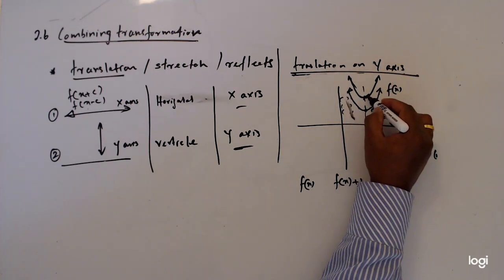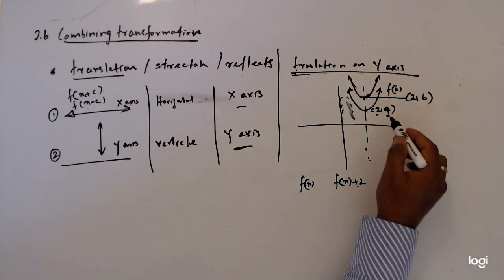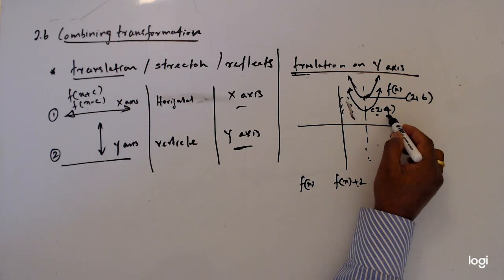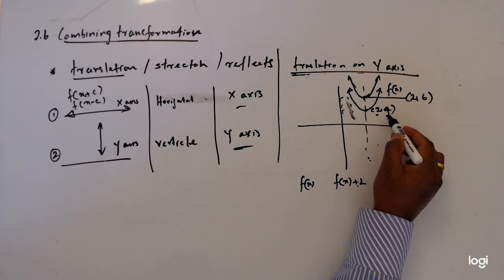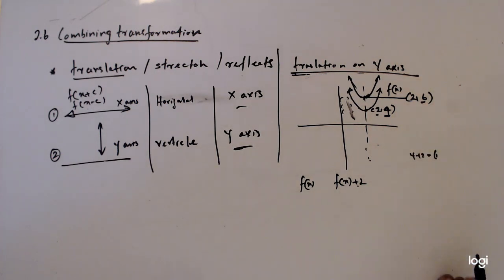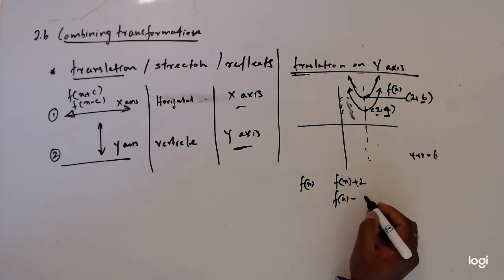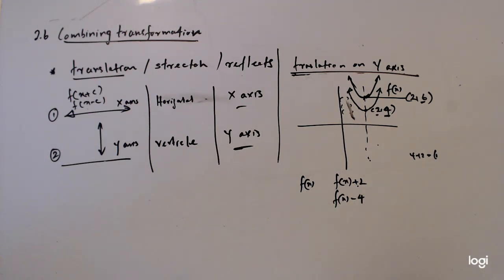So this point is (2, 6). Now you can see that I shift 2 units up from here. Here 4 plus 2, 6. So f(x) minus 2, or f(x) minus 4. What is the command given? Bring all y values down by 4 units.